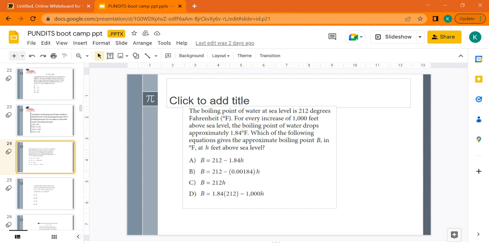1.84 degrees Fahrenheit. A lot of people seeing this probably put the answer is A, B is equal to 212 minus 1.84h. But they've told us that for every increase of 1,000 feet, the boiling point drops 1.84 degrees Fahrenheit. We need the drop in the boiling point of water for an increase of 1 foot.